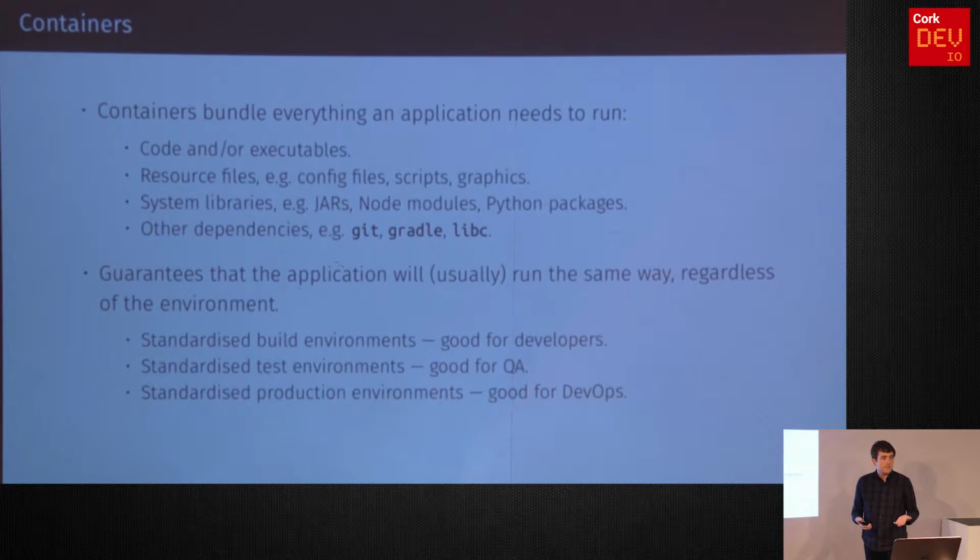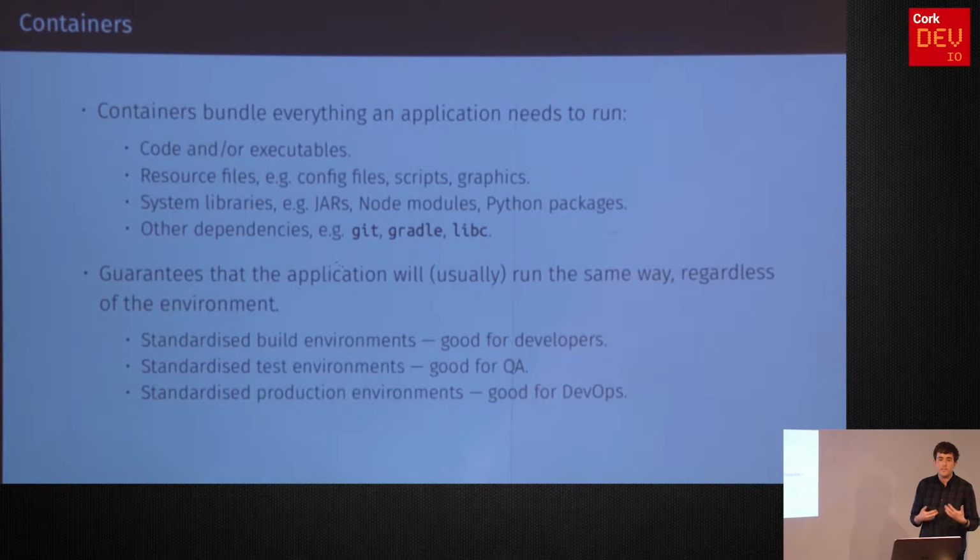So containers: the whole idea is that Docker works on something called a container. A container bundles everything that an application needs to run. That might include your code, configuration scripts, your graphics files, and system libraries, like some jars, node modules, Python packages, and other things like Git, maybe Gradle, libc if you want to do any compilation. The idea is that if you put all your stuff into a container and deploy it using a container engine, Docker is only one engine for containers, it guarantees, sort of, that the container will run the same way regardless of where you put it.